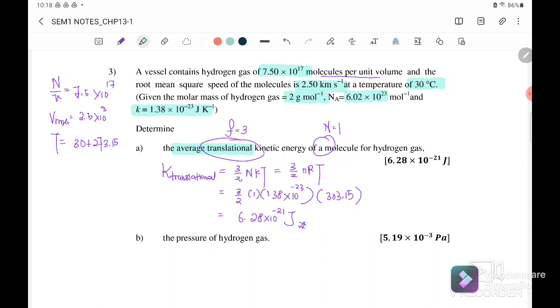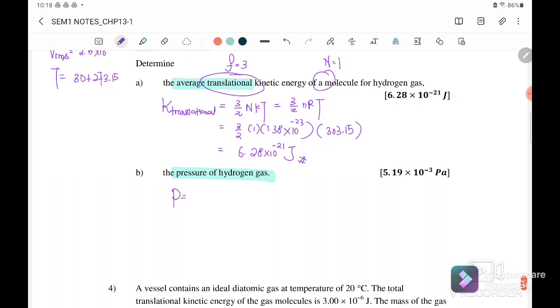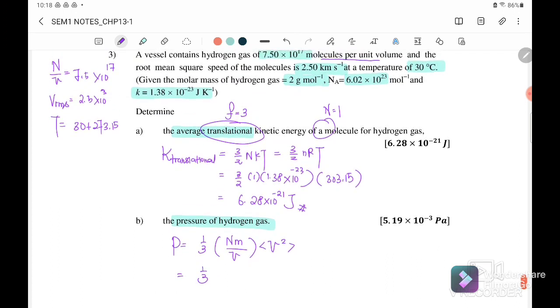Next we want to find the pressure of the hydrogen gas. As we learned in the last video, our pressure is equal to 1/3 Nm over volume times the mean square speed. So we substitute 1/3 N over V. Actually here already gives you N over V, 7.5 times 10 to the power of 17. But the mass, we don't have the mass, but we can find it by using the equations.